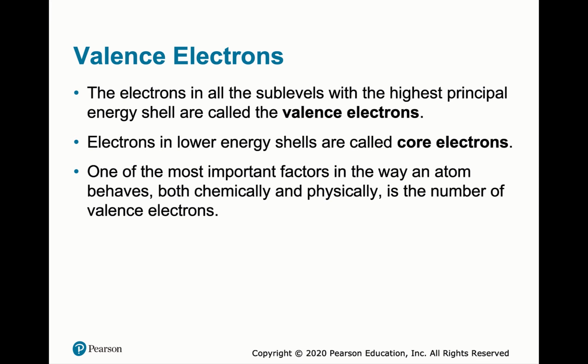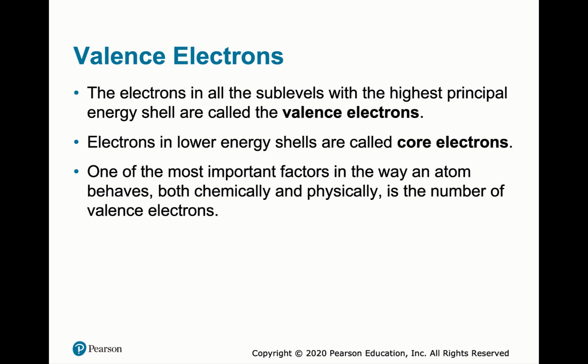So I mentioned before, electrons on the outside are known as valence electrons. Electrons on the inside are known as core electrons. And atoms are very superficial. They really only care about what's on the surface. So when it comes to bonding, the outer electrons are the ones that interact.